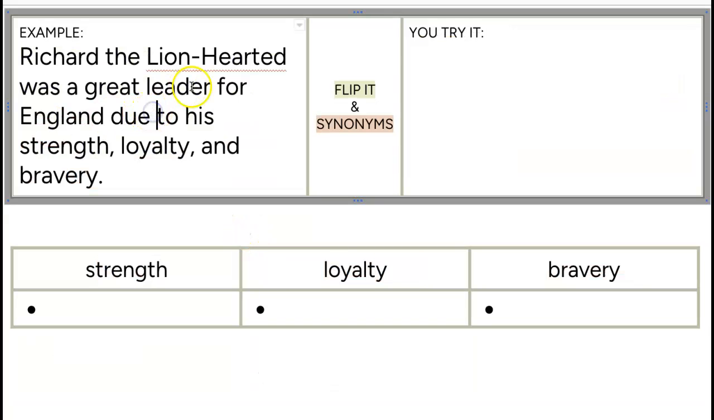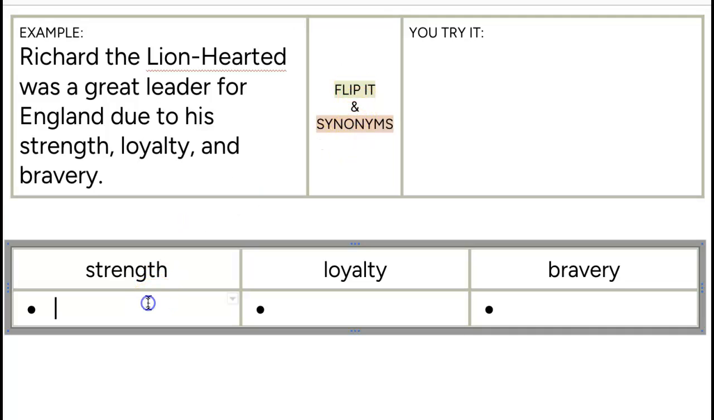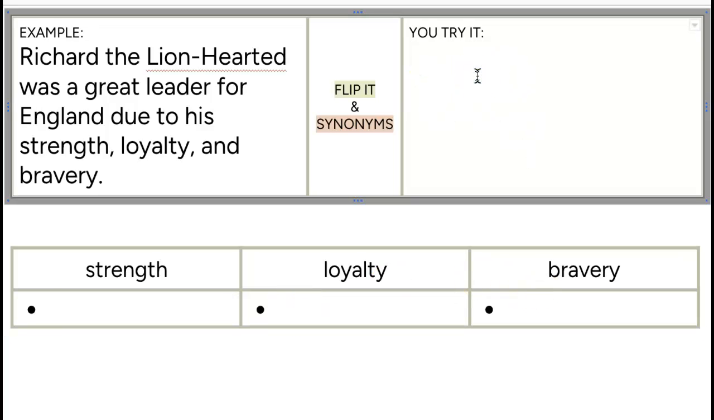This time I used Richard the Lionhearted, and I said Richard Lionhearted was a great leader for England due to his strength, loyalty, and bravery. So you're going to highlight it the same way. You're going to look at what part needs to be flipped and which part needs to have synonyms. Then, if you need to, you can go Google it, look for synonyms or antonyms or examples of strength, loyalty, and bravery, and then you're going to do the rewrite over here. When you're done, make sure you submit this in Google Classroom so that we know to go back and check it.